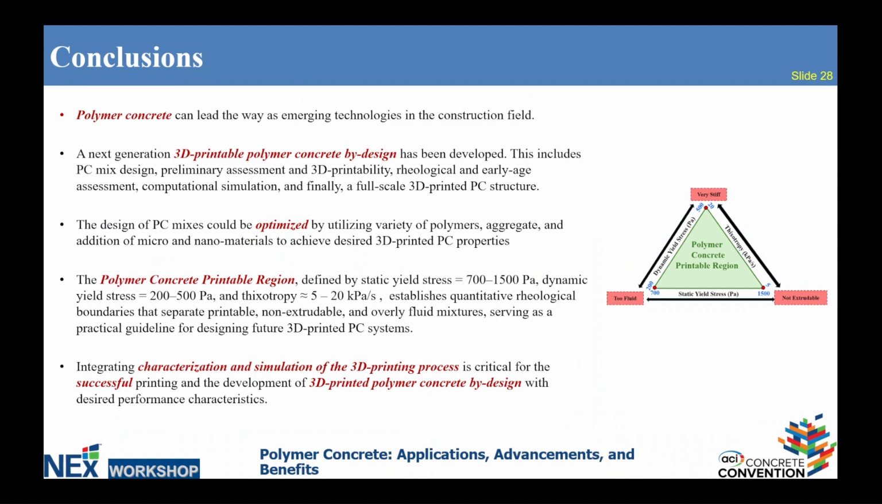So as a conclusion, polymer concrete can lead the way as an emerging technology in the construction field. To have a next generation 3D printed polymer concrete, we need to follow steps: polymer concrete mix design, pre-mineral assessment, rheological early age properties, hardened properties, and then a full-scale 3D printed structure. We could optimize the polymer concrete mix, and that's the beautiful thing about it, that we could play with the properties, not like cement concrete. The printability region should fall within a range, and it would give us a practical guideline for future polymer concretes.